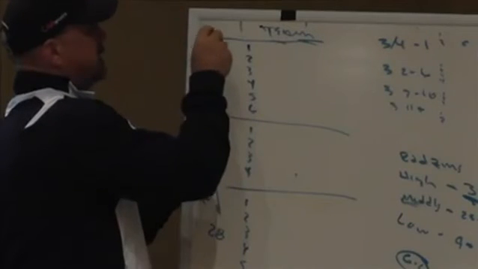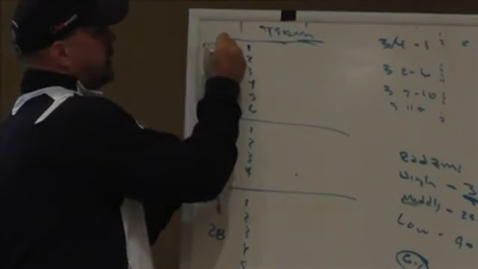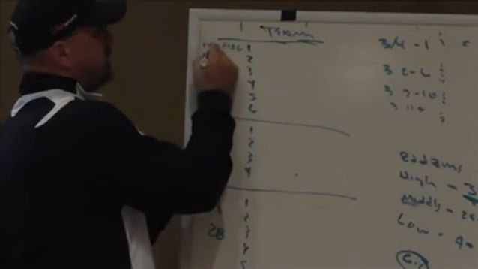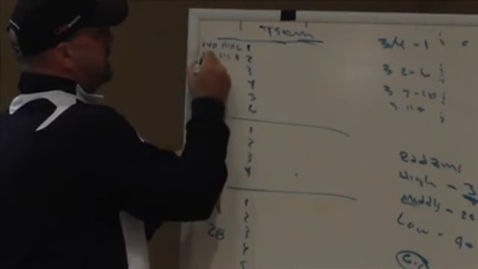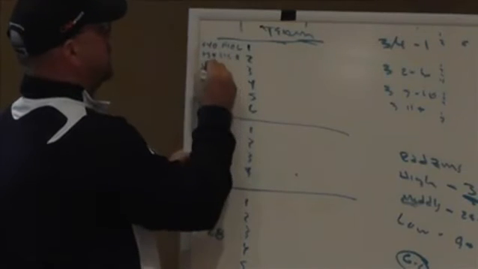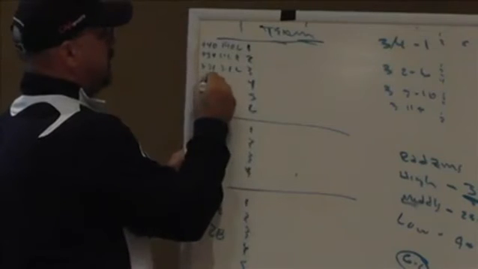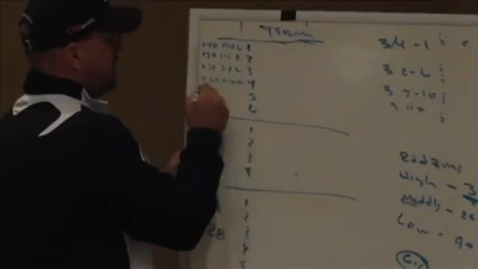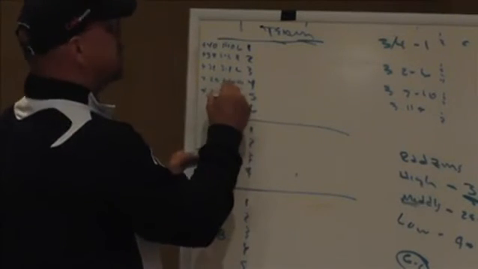All right, it's plus 40, 1st and 10, left hash. Then it's plus 35, 2nd and 5, right hash. Then it's plus 31. Now it's 3rd and 1, left hash. Now it's plus 25, 1st and 10, left middle. Now it's plus 10, 1st and 10.